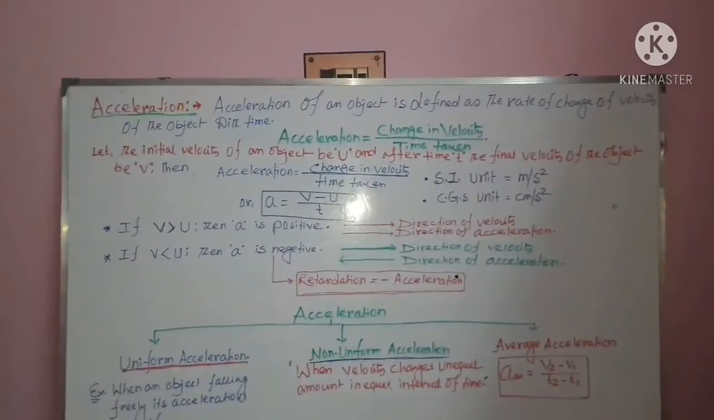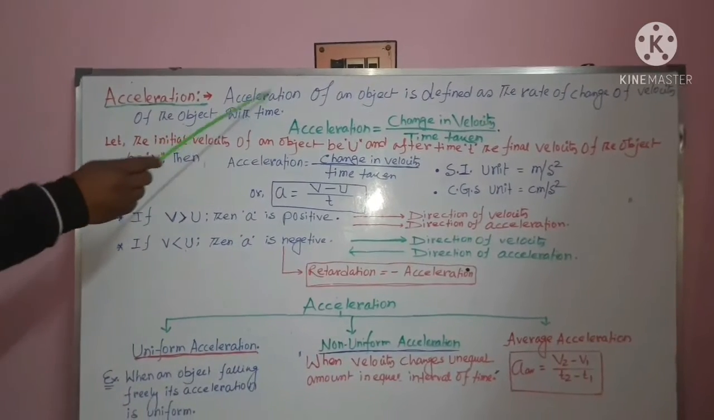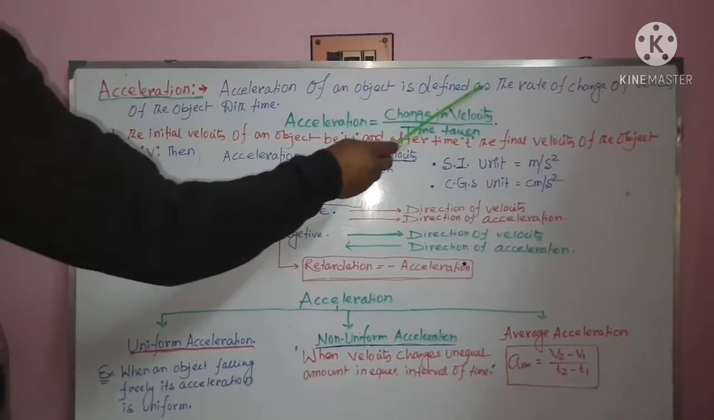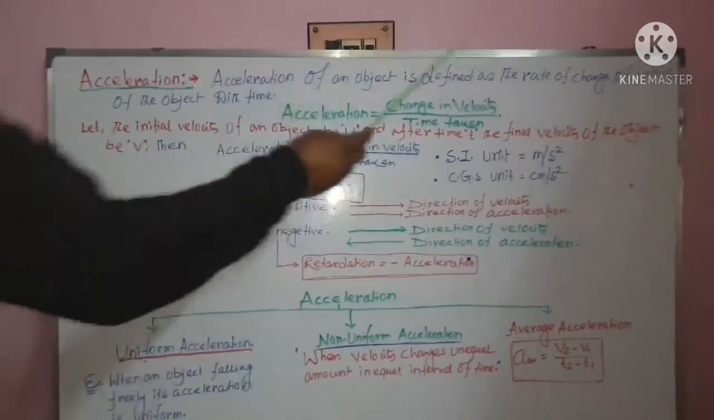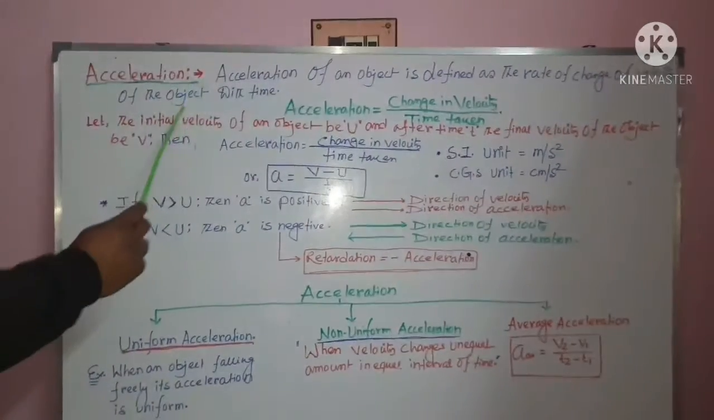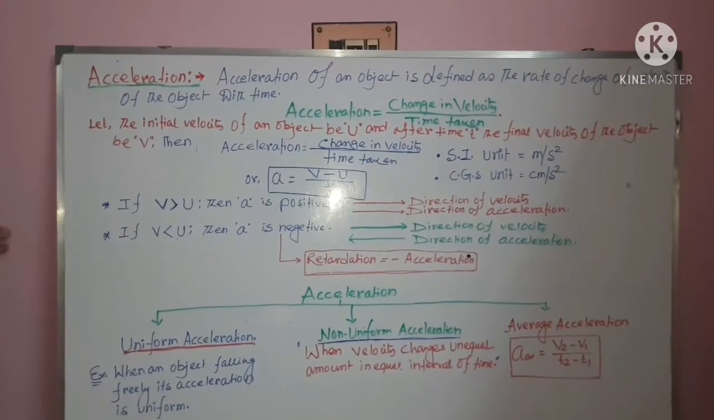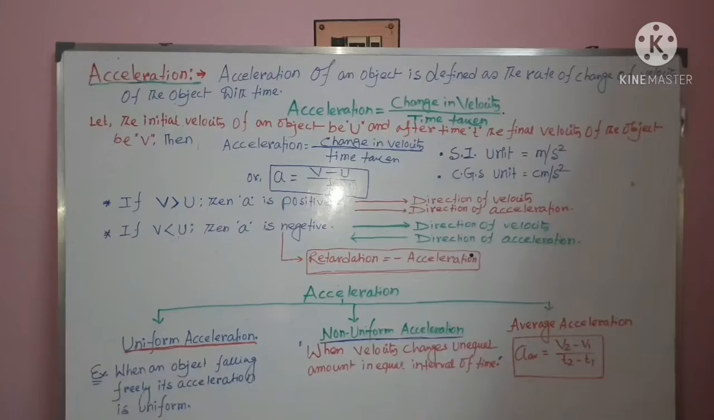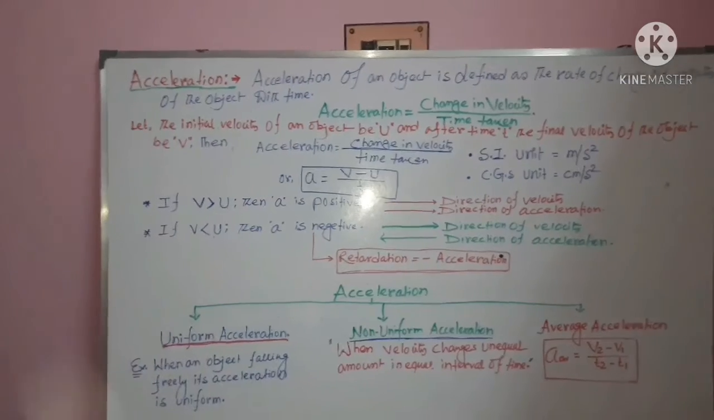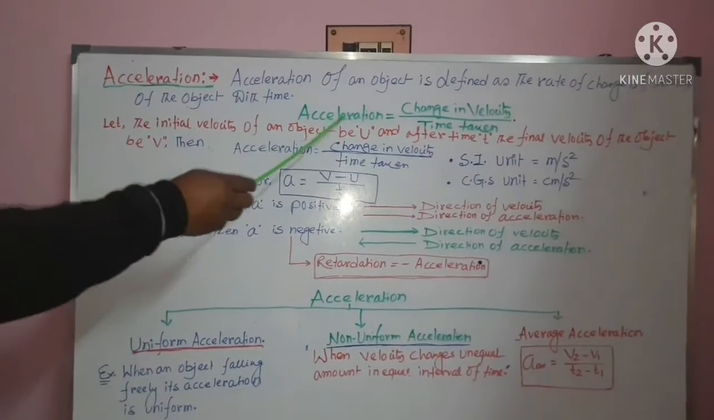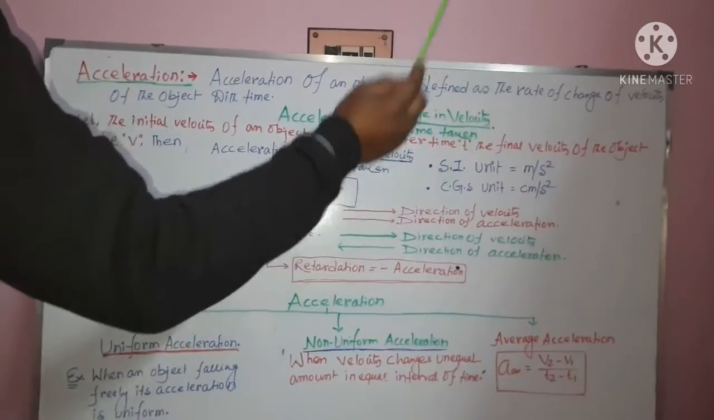Acceleration. First we have to know what is acceleration. Acceleration of an object is defined as the rate of change of velocity of the object with time. Therefore, whenever the velocity of an object changes with time, you can say the object has acceleration. Mathematically, acceleration is equal to change in velocity by time taken.